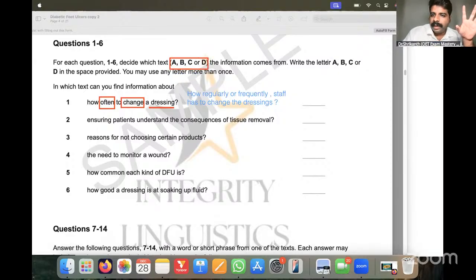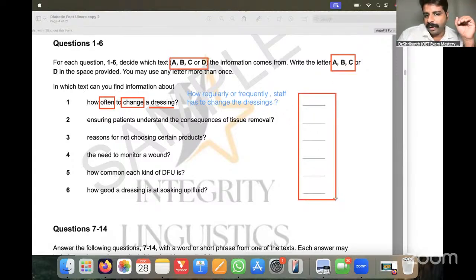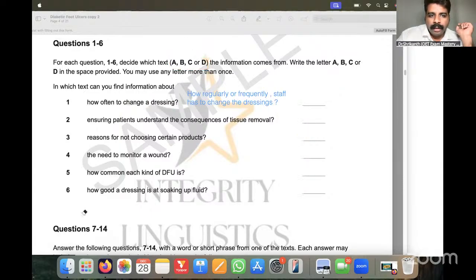If you believe the answer to be A, B, C, or D, you have to write the letter over here. So if you think the answer is coming from A over here, then you have to write A over here, right? Now, I'm going to once again come to the question. The question is how often to change a dressing, right?